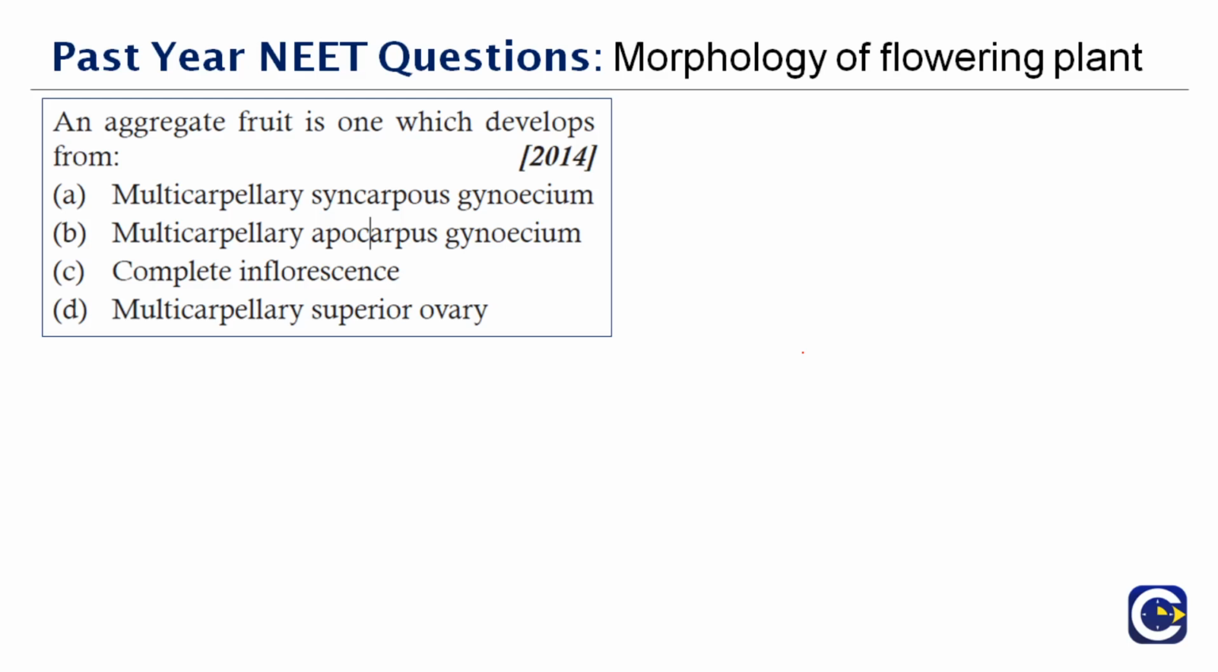An aggregate fruit is one which develops from dash. So what do you mean by an aggregate fruit, first of all? How do you describe an aggregate fruit? An aggregate fruit is a fruit that develops from the merger of several ovaries that were separate in a single flower. In contrast, a simple fruit develops from one ovary. But when I say aggregate, you have several ovaries. That is the only difference. They all clump together.